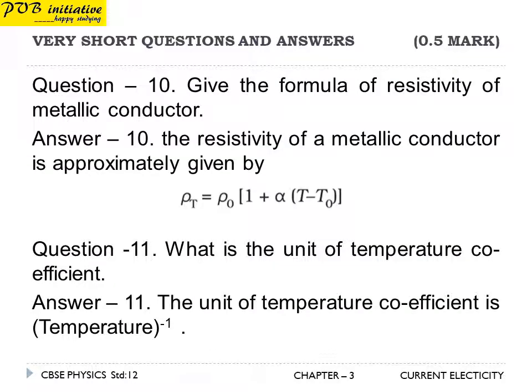Question 10. Give the formula of resistivity of a metallic conductor. Answer 10. The resistivity of a metallic conductor is approximately given by rho T equals rho 0 into bracket 1 plus alpha into bracket T minus T 0 bracket over. Question 11. What is the unit of temperature coefficient? Answer 11. The unit of temperature coefficient is inverse temperature.